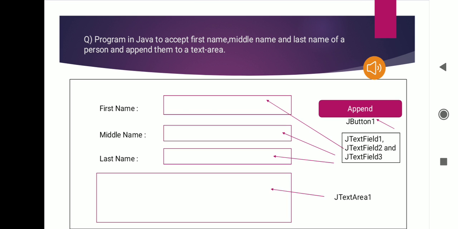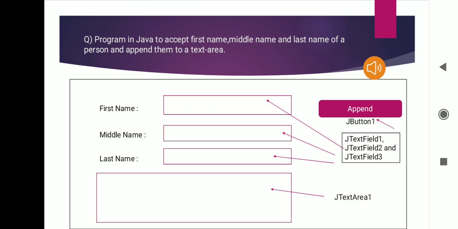Then there is a button with the text append. Let's name this button as JButton1. Now just remember that the naming of these controls has to be done in the property window, and the property window will be different for different controls.